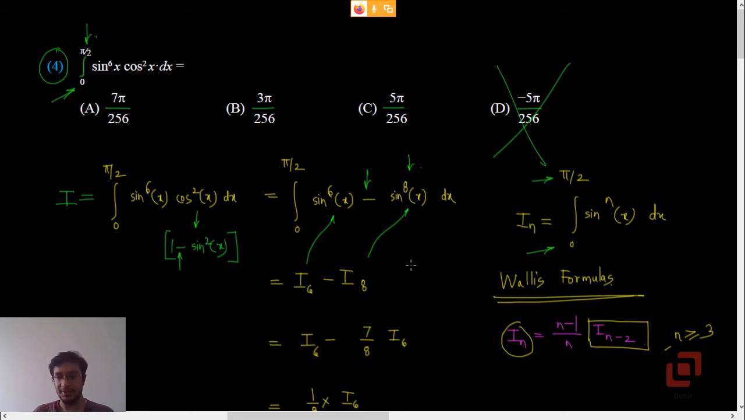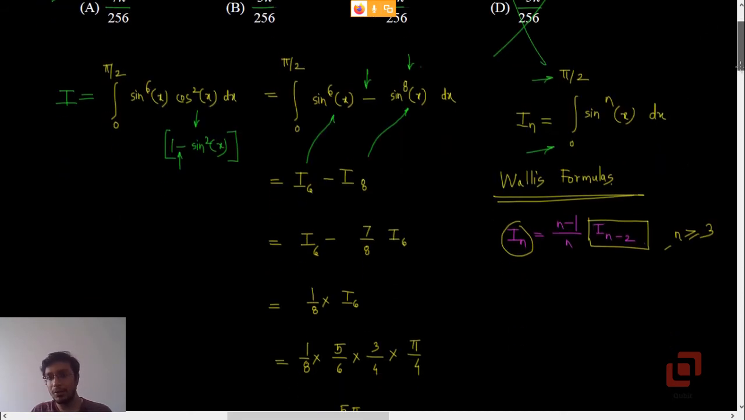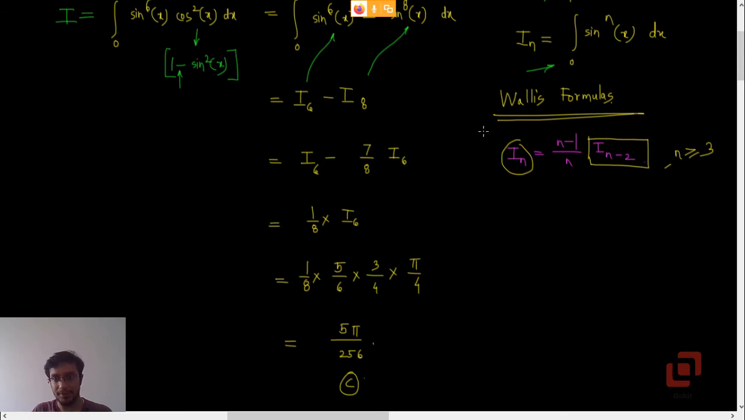Now use the reduction formula and write I8 in terms of I6. Here n is equal to 8, so I8 will be equal to n minus 1 upon n, I6. So it is I6 minus 7 by 8 I6 now. Take I6 common, 1 minus 7 by 8 will be 1 upon 8.